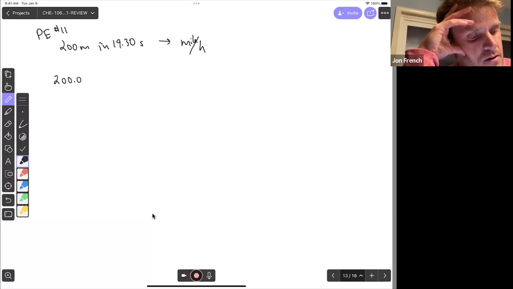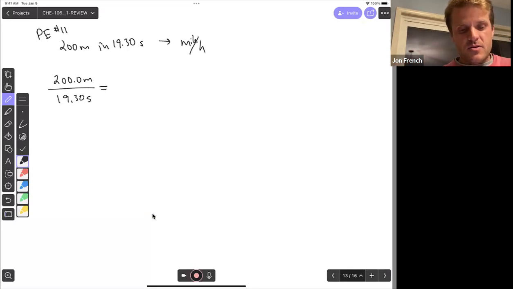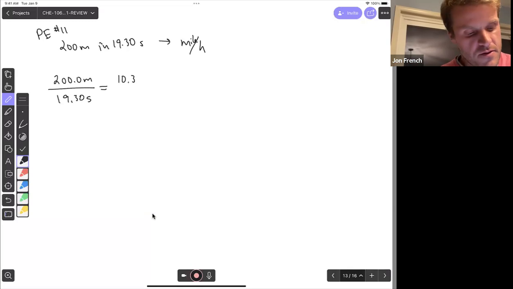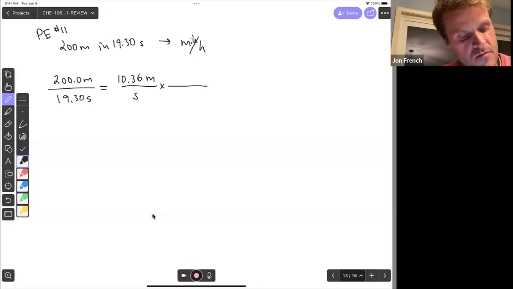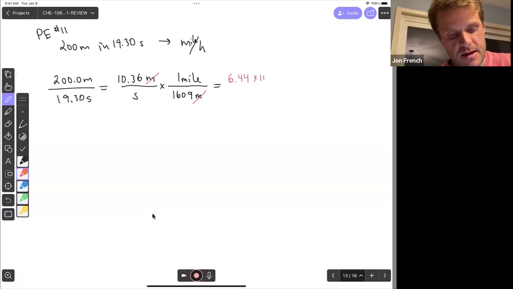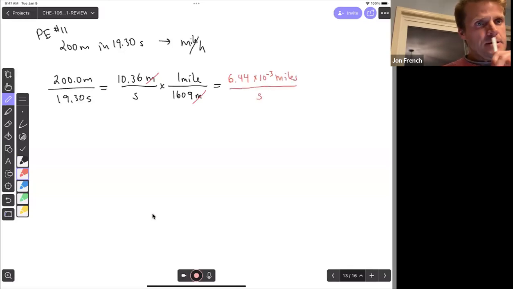We did 200 meters in 19.3 seconds. So dividing that through, we got 200 divided by 19.3 seconds. So he was basically traveling about 10.36 meters per second. And now we just have to convert that to miles per hour. So I know for every 1 mile, I need 1,609 meters. So meters cancel out. We divide by 1,609 to get about 6.44 times 10 to the minus 3 miles per second.